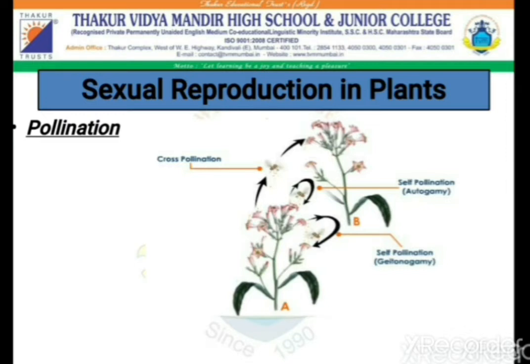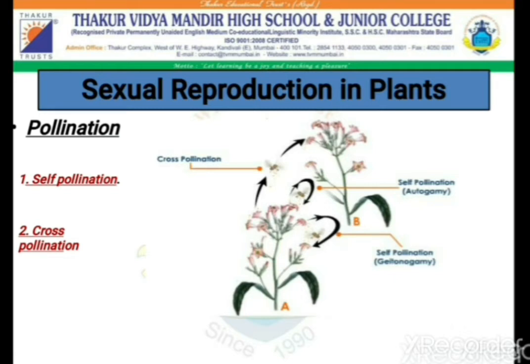So this process of transfer of pollen grains is called pollination. This pollination is of two types: self-pollination and cross-pollination. Now what is self-pollination? What is cross-pollination? You can see it in the diagram. In self-pollination, the pollen grains are transferred within the same plant, whereas in cross-pollination, the pollen grains are transferred to a different plant.